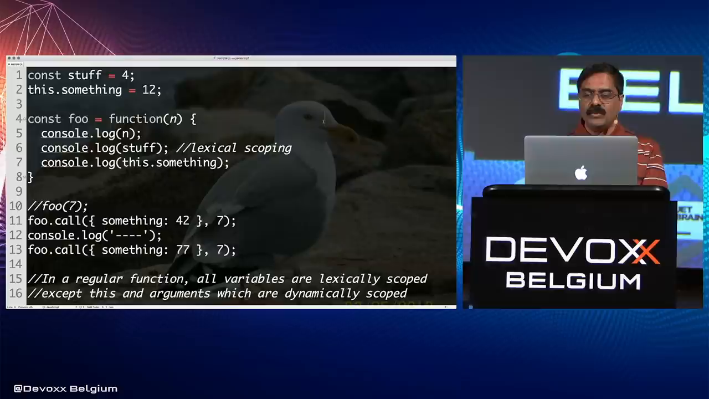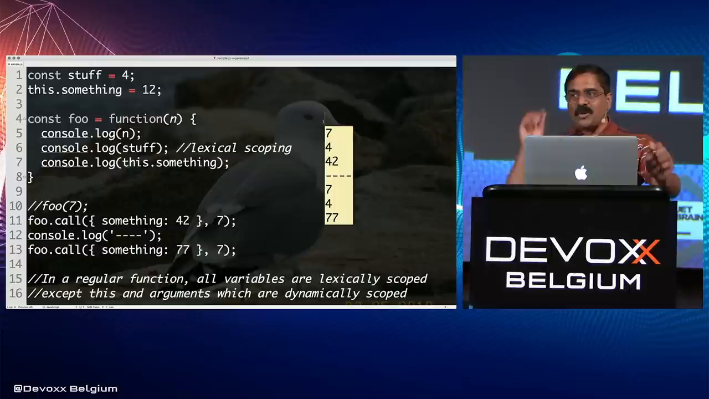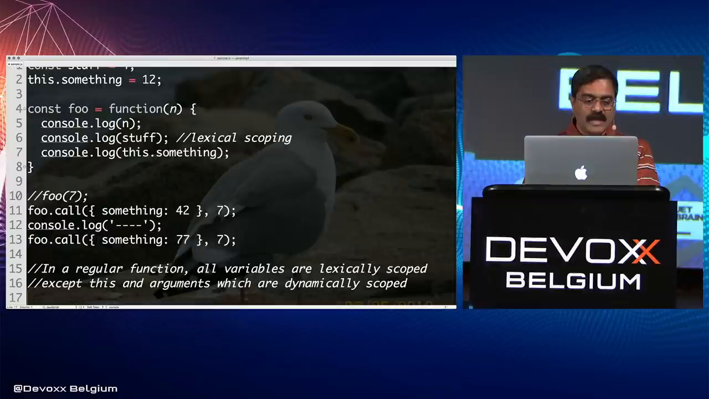That becomes a lot easier to see how this is actually dynamically scoped. So dynamic scoping really is where the this and arguments, and we agreed earlier we shouldn't use arguments anymore, but we still have to use this, unfortunately, isn't it? So this and arguments are dynamically scoped. Everything else is lexically scoped. And so this is the behavior of a regular function. But the obvious question is, how does this work for an arrow function? Well, let's talk about that real quick.